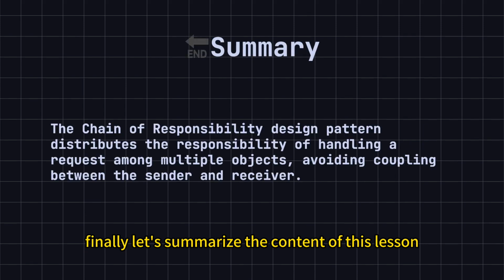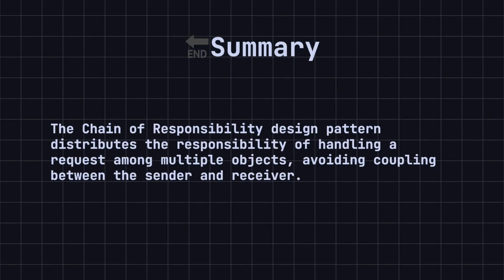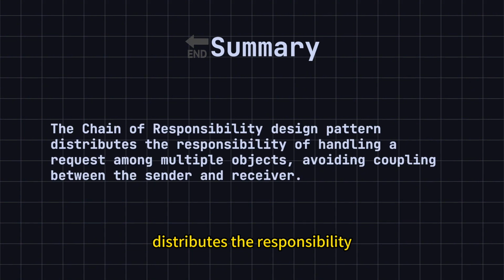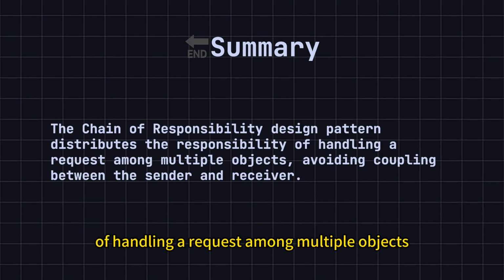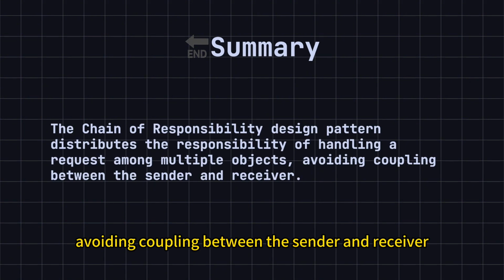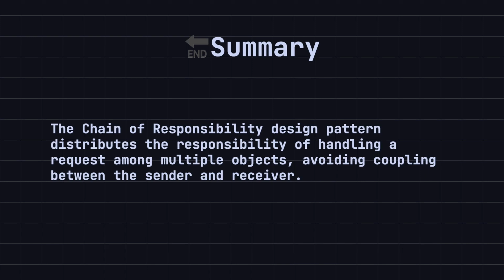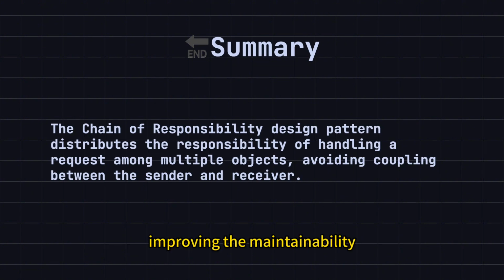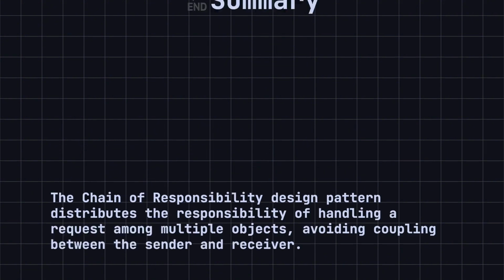Finally, let's summarize the content of this lesson. The chain of responsibility design pattern distributes the responsibility of handling a request among multiple objects, avoiding coupling between the sender and receiver. In actual development, the chain of responsibility pattern can help us create a more flexible system structure, improving the maintainability and scalability of the code.